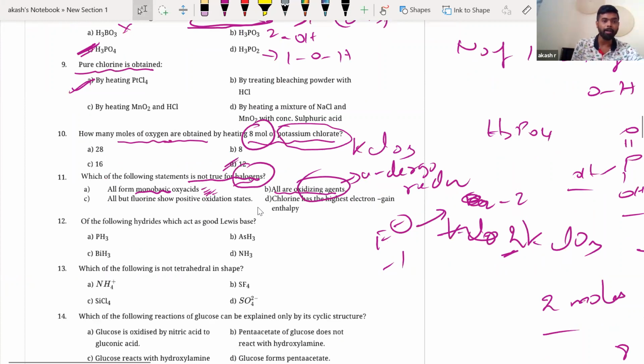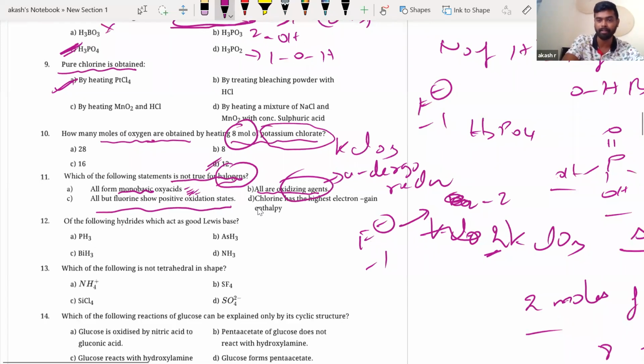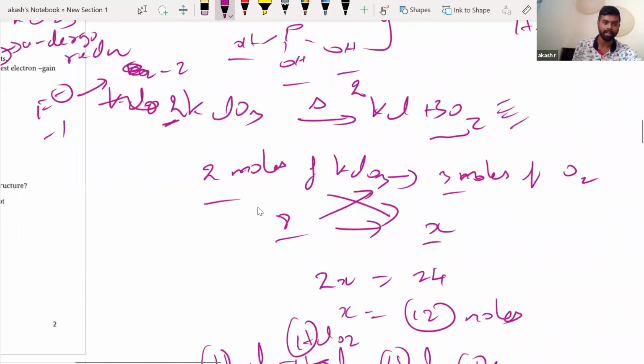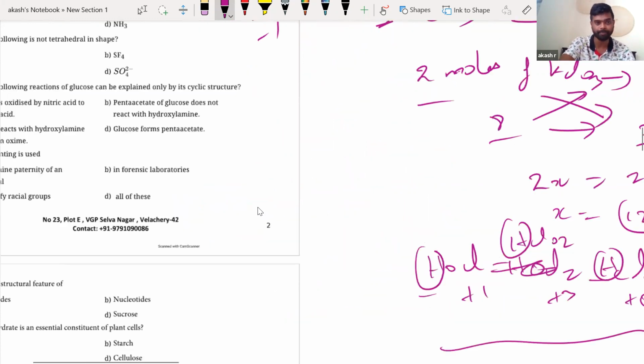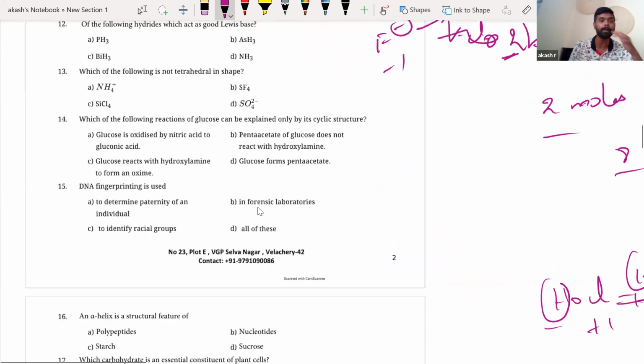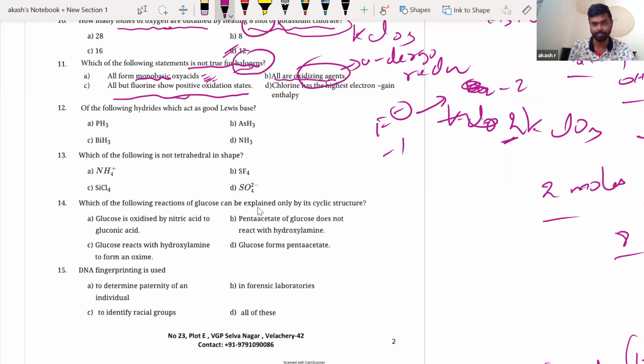Okay, next, all but fluorine shows positive oxidation states. Absolutely right. We have even solved some questions like this in your quiz. Fluorine can form only one oxidation state, that is F minus, -1. But if you check for chlorine, in the case of HClO3 and whatever we showed here, chlorine is in +1, here it is in +3, +5, +7. All these oxidation states are possible. But for fluorine, there is only one, that is -1. So this statement is also correct. All but fluorine shows positive oxidation states. Yes, absolutely right.